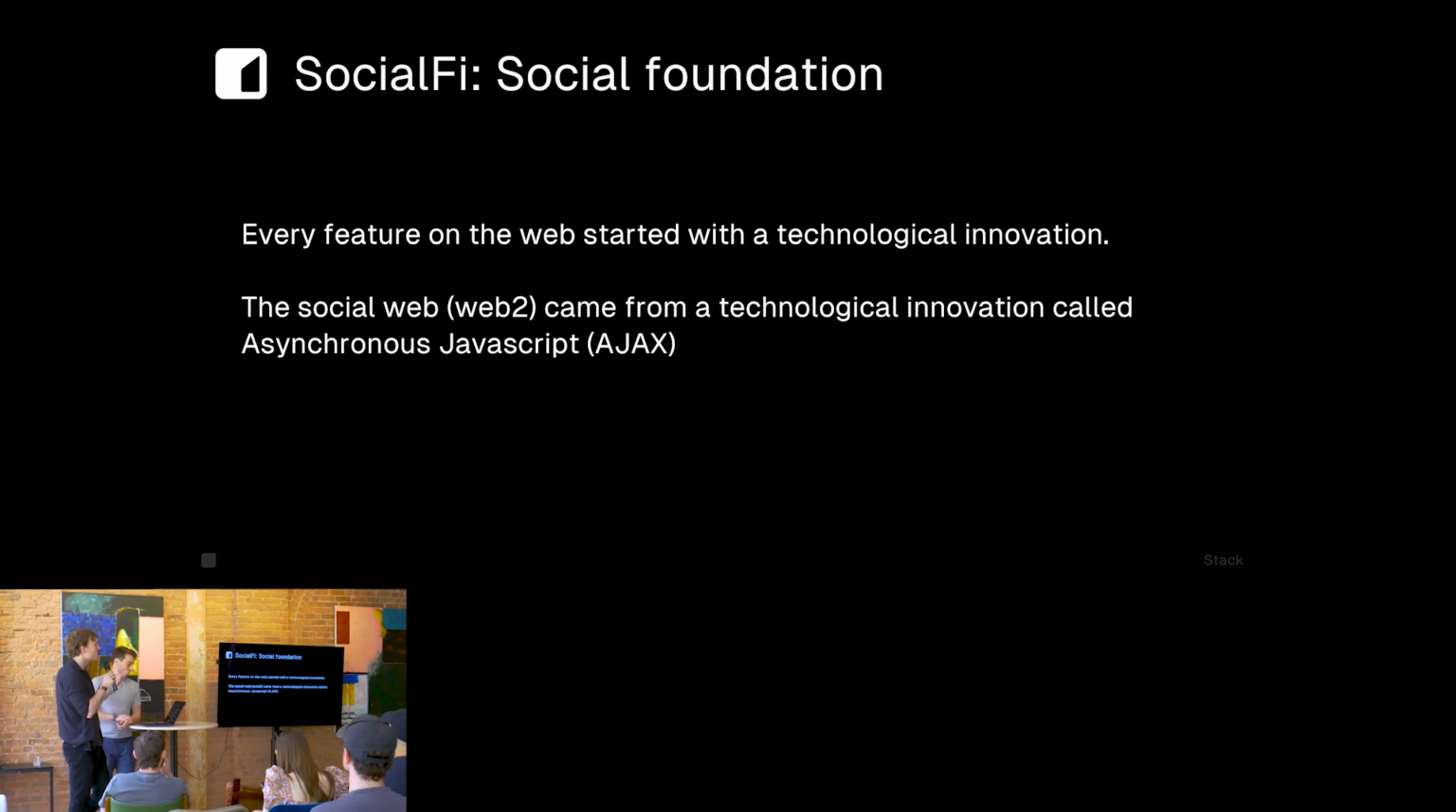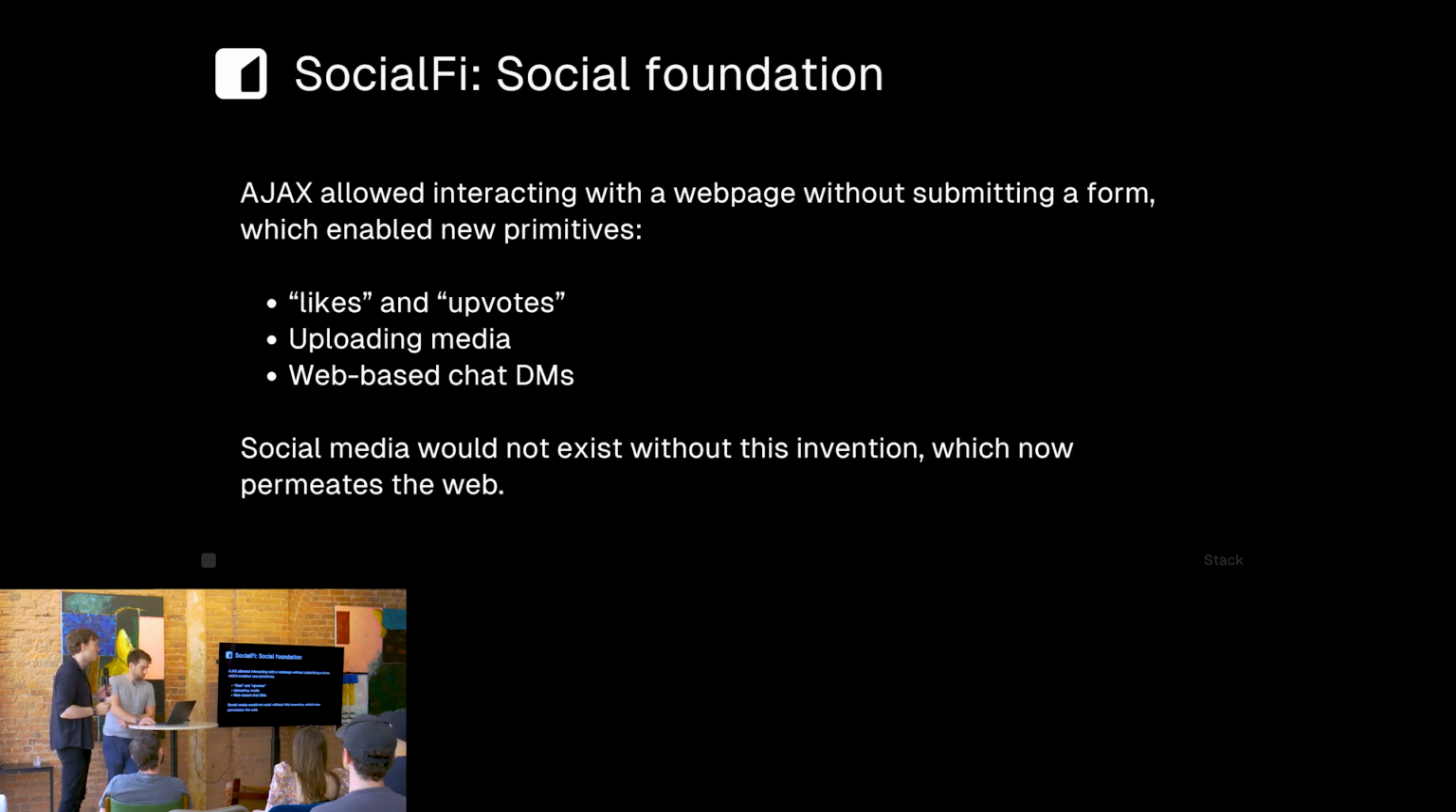Awesome. Okay, SocialFi. So what is it? So every feature on the web basically started out as some kind of technological innovation. And the social web, Web 2, it's the foundation of the social part, came from an innovation called Ajax. Does anyone here actually know anything about Ajax or what it means? Okay, young crowd. Okay, so Ajax was this massive innovation that happened that allowed people to interact with web pages without submitting a form. So if you wanted to upload a photo, you used to have to submit a form, or if you wanted to publish a blog post, you would submit a form. And Ajax allowed you to interact with the web page asynchronously. So basically, do something without refreshing the page, and that made everything more interactive.